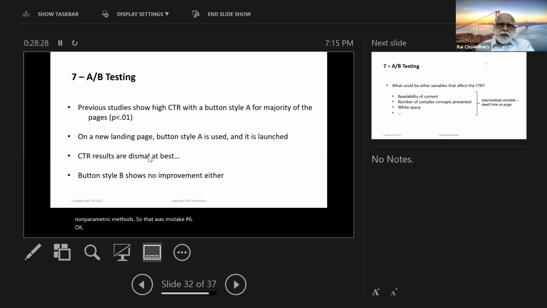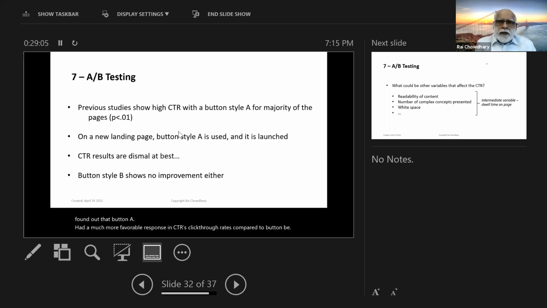A/B testing is something that y'all are probably familiar with. Recently, I was given this situation to study and find out what was going wrong. So this company had previously evaluated 2 different buttons and found out, so there was a lot of data from other pages that they had created, and they found out that button A had a much more favorable response in CTRs, click-through rates, compared to button B.